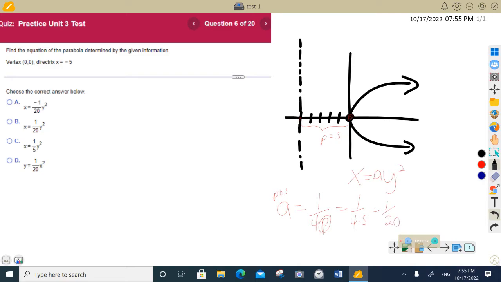So that's your a. Now notice, we know it's not y equals, and we know it's not 1/5. Is it negative 1/20 or positive? Well, it's positive because your parabola is opening to the right. How do I know? Because I know that the directrix is outside and perpendicular to the axis of symmetry. The axis of symmetry is y equals 0. So your directrix and your axis of symmetry are always perpendicular.